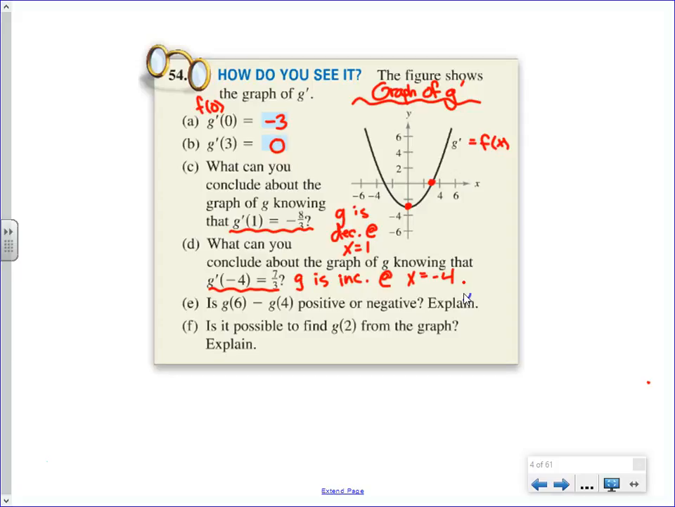Now letter E gets a little bit harder. Is g of 6 minus g of 4 positive or negative? How can you know? I mean, g of 6, yeah. How do you know? Because of the graph of g prime.